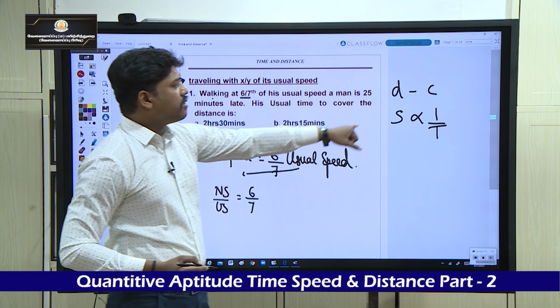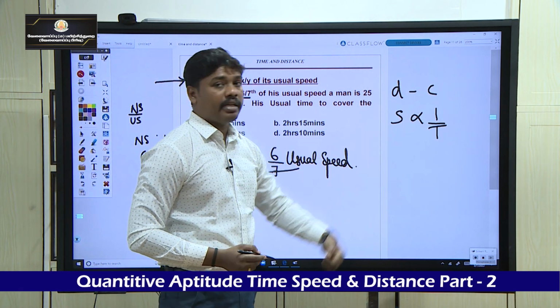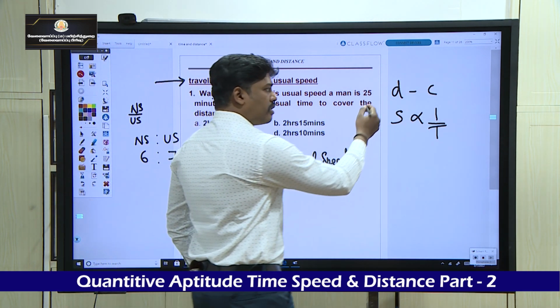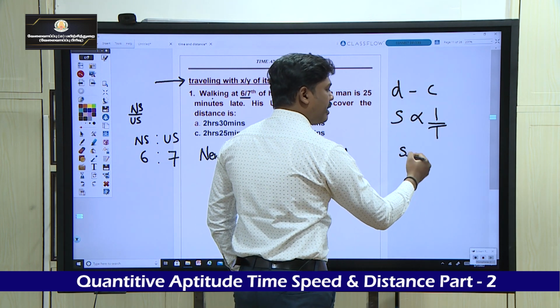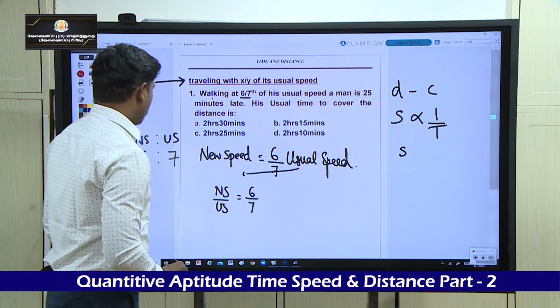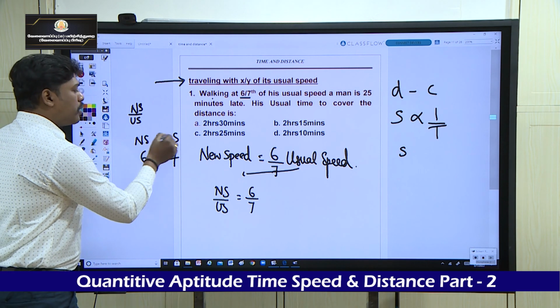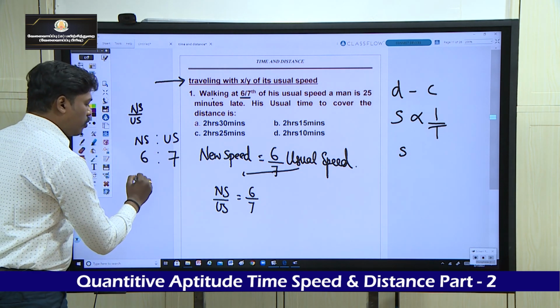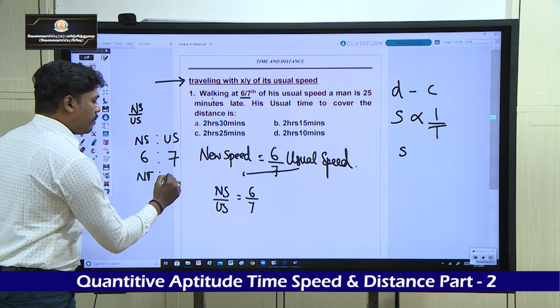So when distance is constant, what would be the time taken? Distance constant means speed is inversely proportional to time. So new speed to usual speed is 6 to 7. What would be the new time to usual time?